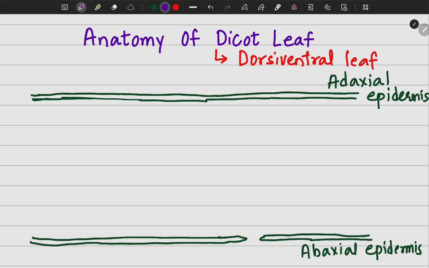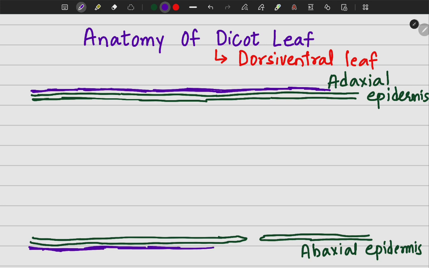Now both of these epidermis will have a conspicuous layer of cuticle. We already know the function of cuticle, that it prevents water loss, and this cuticle is usually present in the stems and leaves because water is lost in the form of transpiration. So in order to prevent the water loss, the cuticle will be present. A layer of cuticle will be present both at the adaxial and abaxial surface. It is a conspicuous layer.